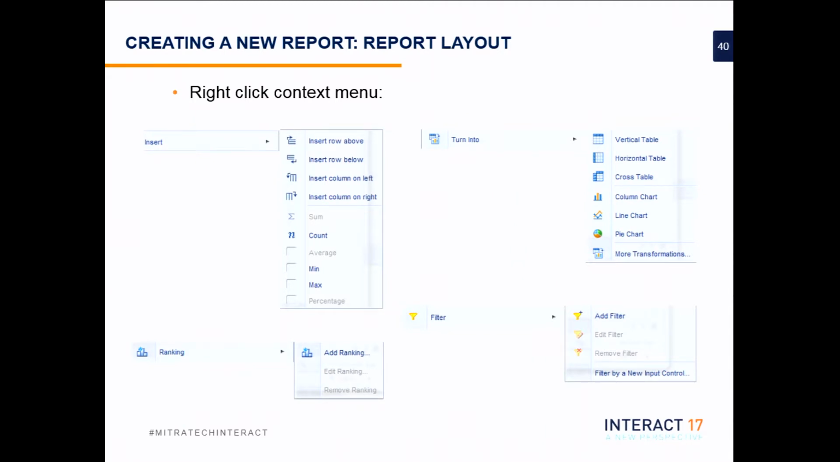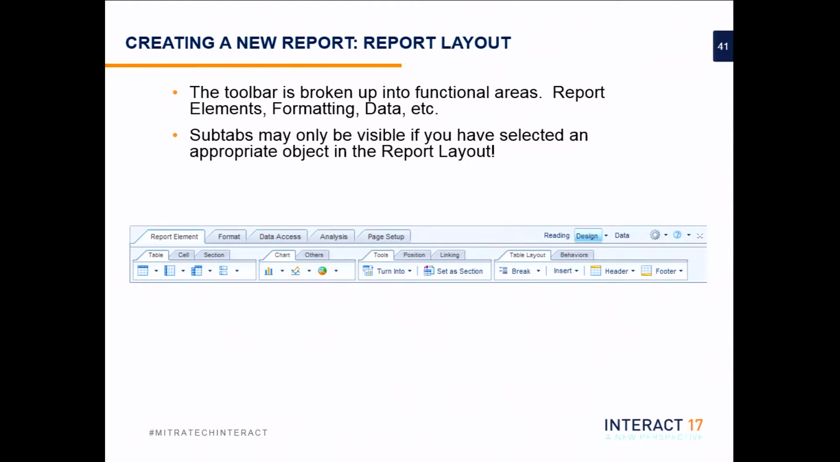Just a couple options so you know what they look like. Insert sub-menu. You've got rows and columns that you can insert. Ranking lets you add, edit, and remove ranking, create filters. Different kinds of charts. Column charts, line charts, pie charts, and as we'll see in just a minute, many, many, many more in this version of the tool.